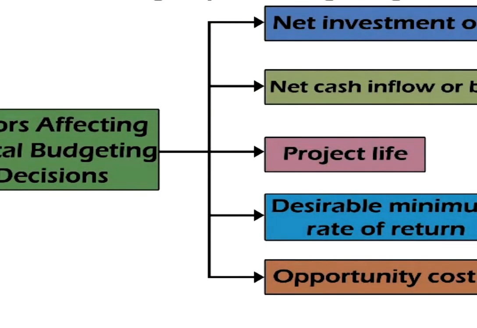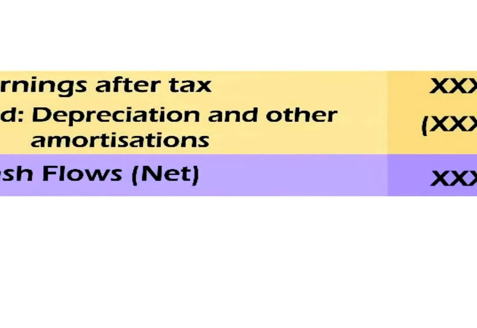Second factor is net cash inflow or benefit. It means cash flows after tax, and we need to add back depreciation and other amortization. Why do we need to add back depreciation? Because depreciation is a non-cash item. We do not need to spend money on such an item of expense. It's a totally non-cash expense.